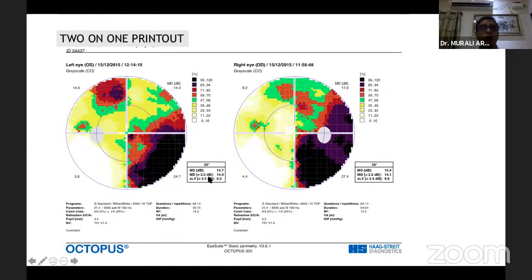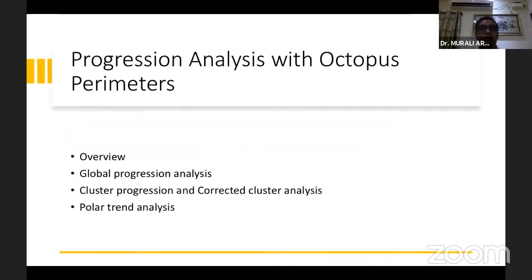A 2-in-1 printout is very useful sometimes in neuro-ophthalmology. Sometimes we don't look at fields simultaneously. If you look at the field, 2-on-1 can be printed out on the same paper. Therefore, if you want to look at symmetry and asymmetry in neuro-ophthalmology fields, this is very useful, particularly for neuro-ophthalmology evaluation and so on.